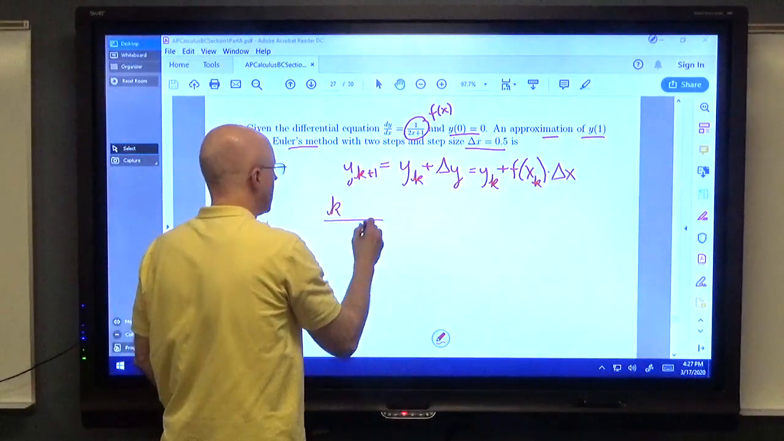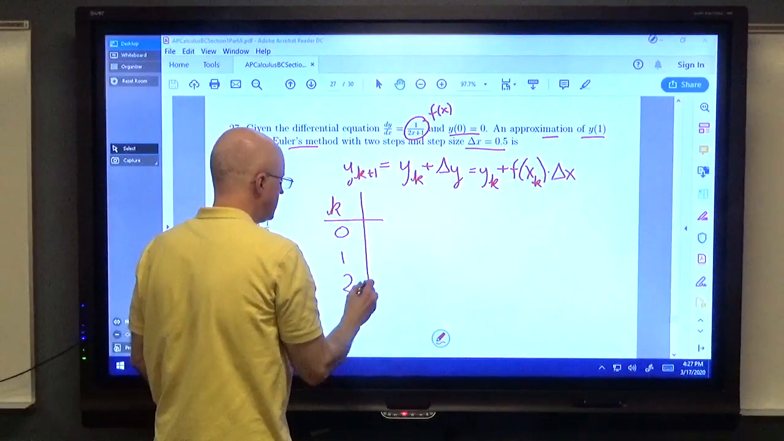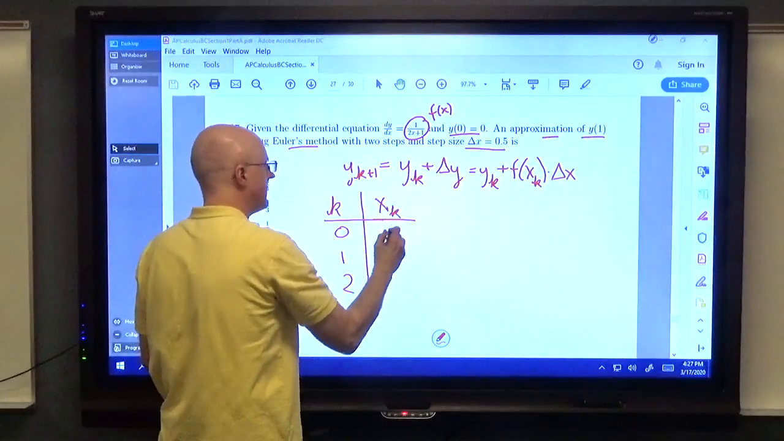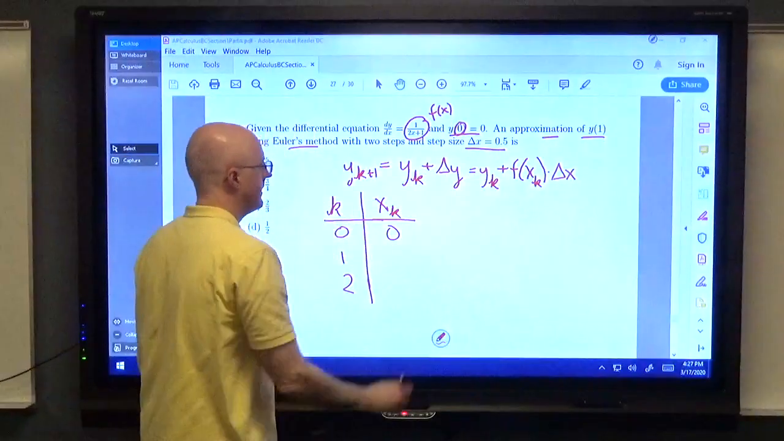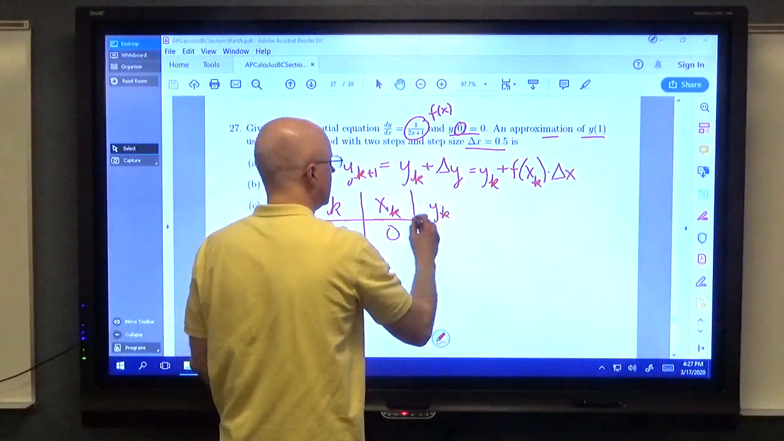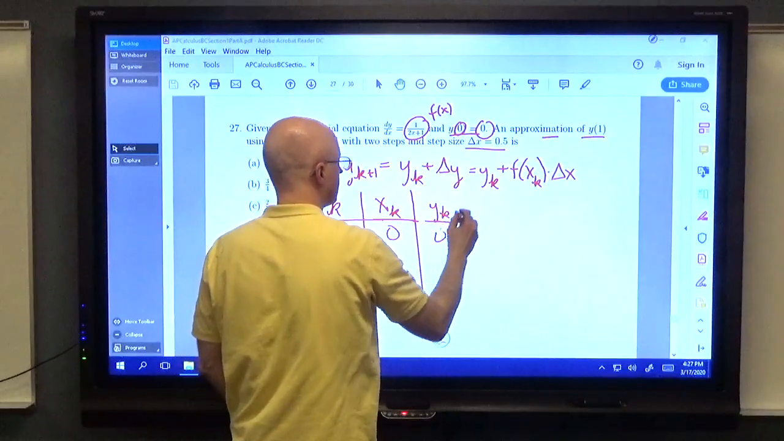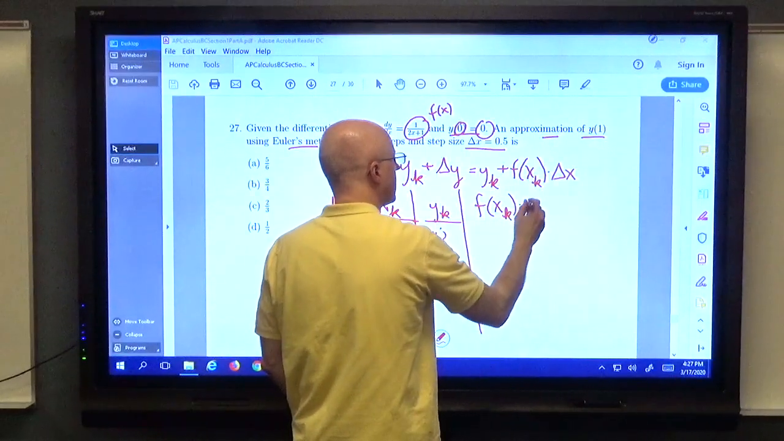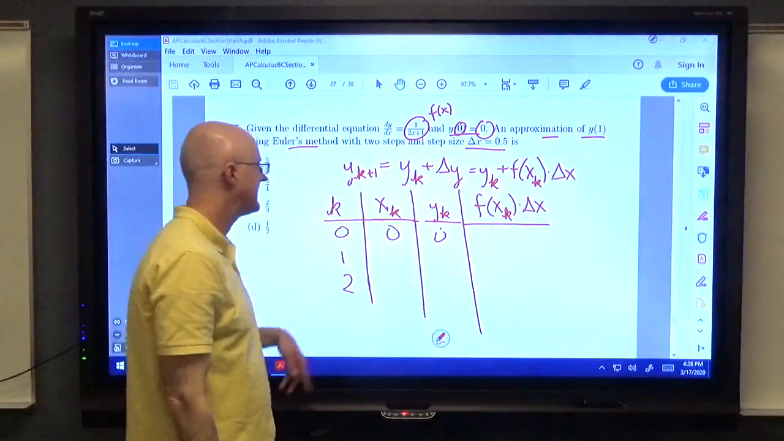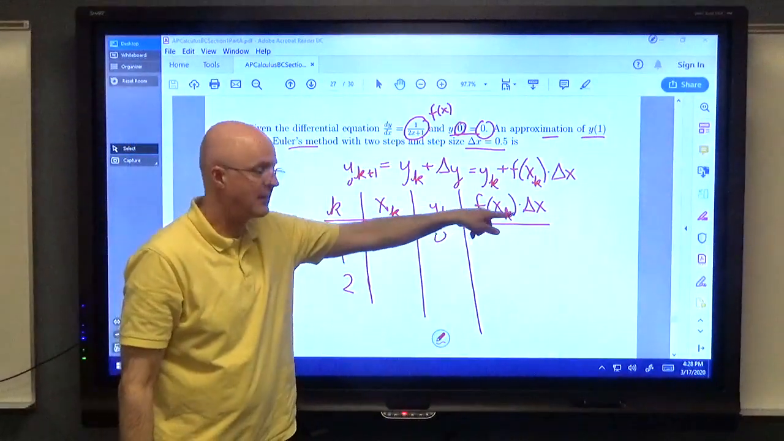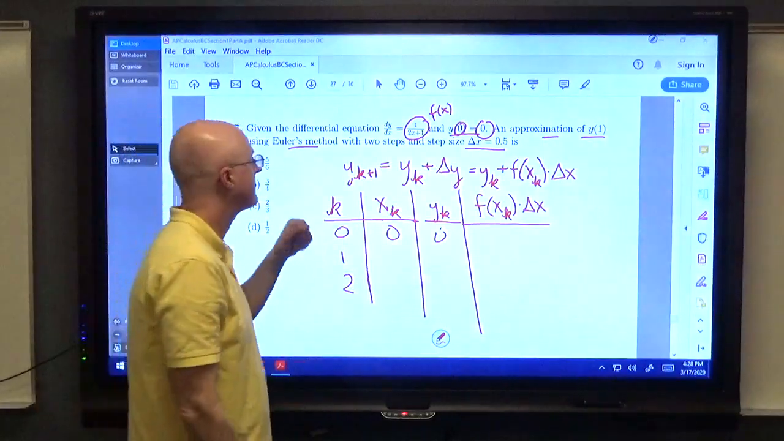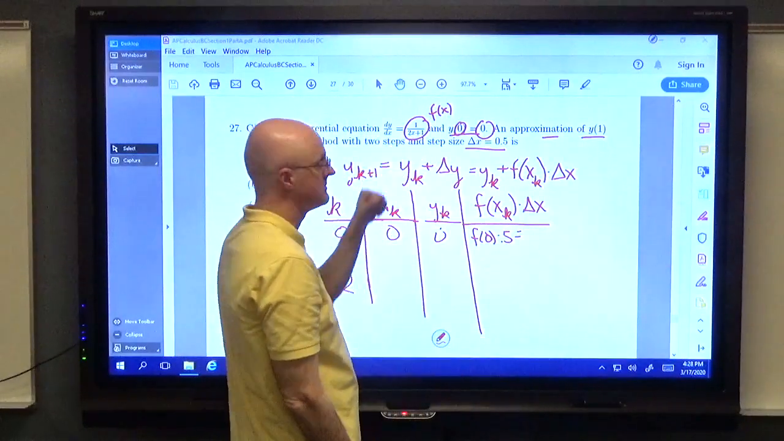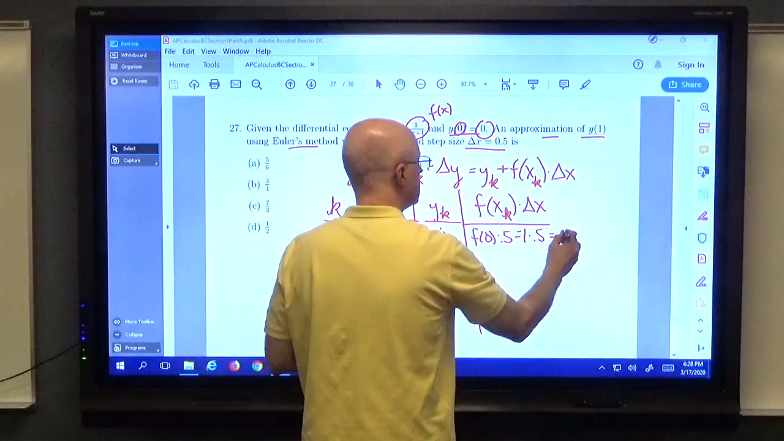Then you may want to make a little table to help you here. We're going to need 2 steps of Euler's method. When k is 0, what is x0? It's 0, right there. What is y0? It's also 0, right there. What is the change in y? Plug in 0 into f, and then multiply by 0.5. F of 0 times 0.5. Plug in 0 here, you get 1. 1 times 0.5 is 0.5.